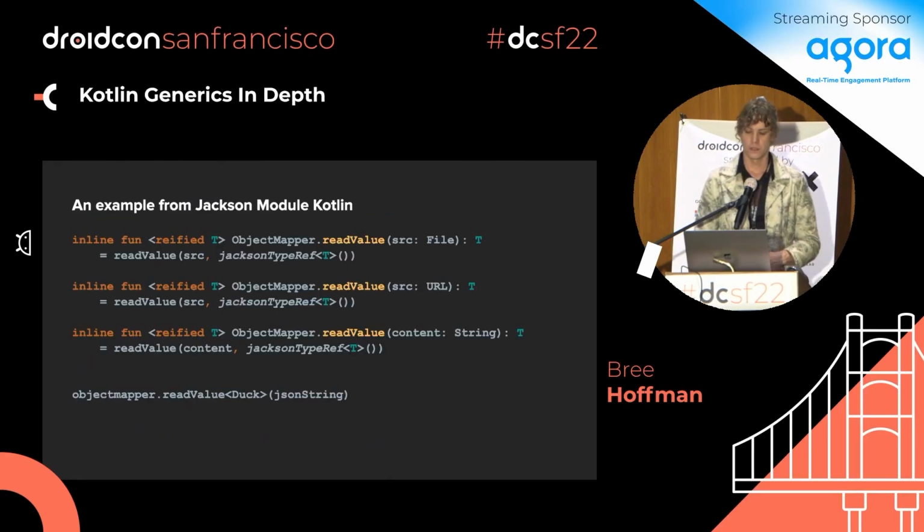An example of a place where this is pretty pervasive is in deserialization and serialization libraries like Jackson Module Kotlin or Jackson ObjectMapper. Oftentimes you'll have a situation like here at the bottom where you're trying to read a value from a string of JSON, for example, and you want to do a deserialization cast into a native object, in this case Duck. So we can get that behavior without passing the explicit Duck class into the method. And that's reification. Hopefully that made sense.